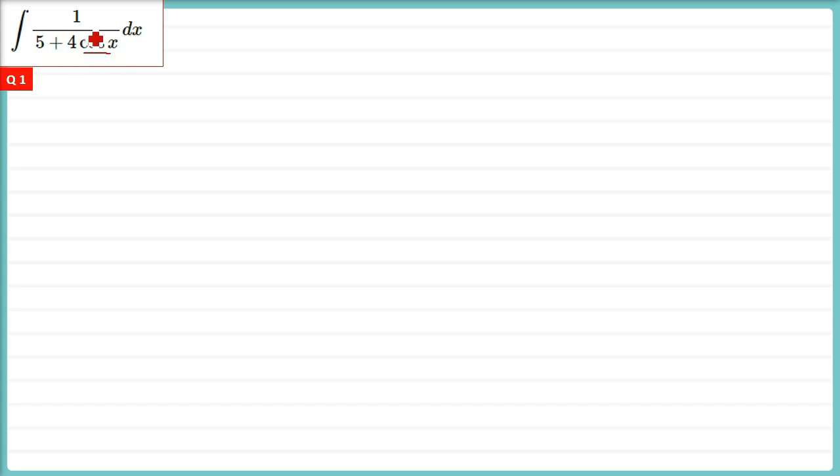Now what do we do? 1 by 5 plus 4 cos x we cannot integrate directly. So we have to devise a plan or approach so that we can make it integrable. We know that cos x is equal to 1 minus tan square x by 2 by 1 plus tan square x by 2, because cos 2x is 1 minus tan square x by 1 plus tan square x. You already know that. I'm just writing it because this is going to be used a lot in the other questions which are going to follow.